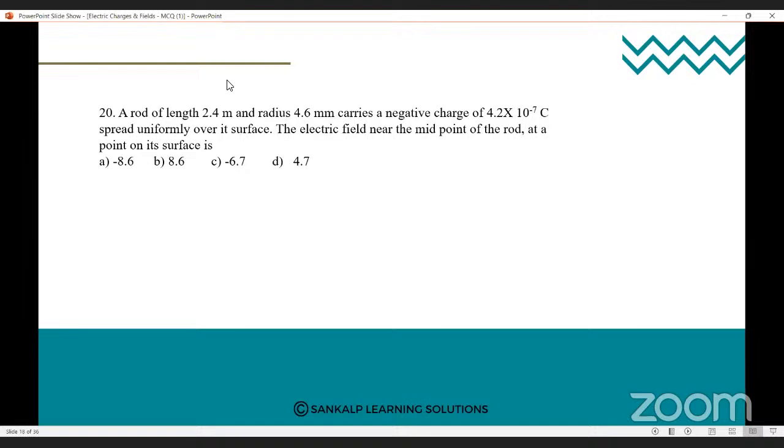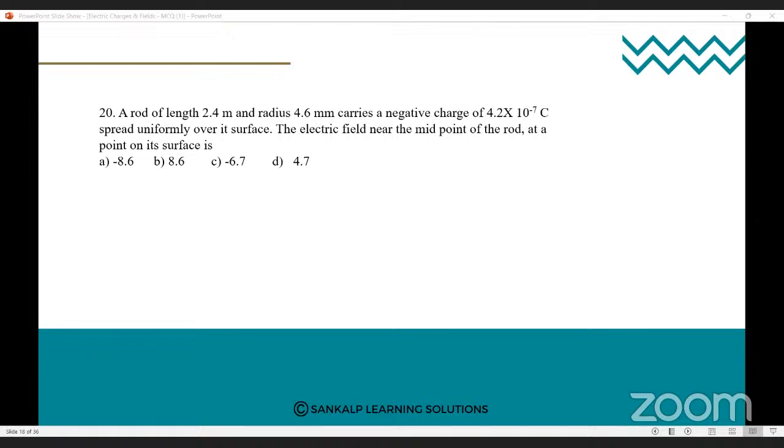Moving towards the next question. A rod of length 2.4 meter and radius 4.6 millimeter carries a negative charge of 4.2 into 10 to the power of minus 7 coulomb. So you can see what all is given. Charge value is given. See which shape they are specifying. Length is given as 2.4 meter, radius is also given, spread uniformly over its surface. The electric field near the midpoint of the rod at a point on its axis is.